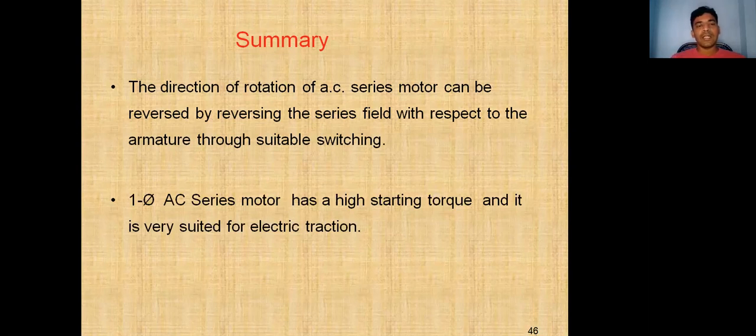Single phase AC series motor has a high starting torque and it is very suitable for electric traction.